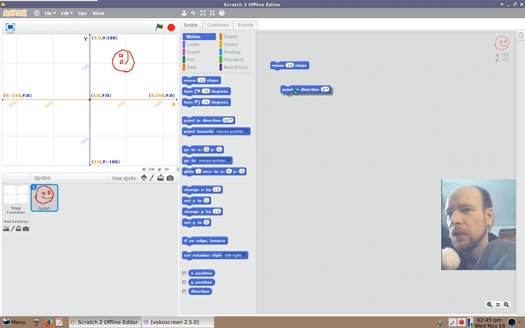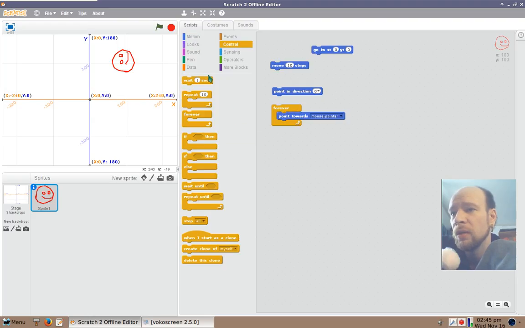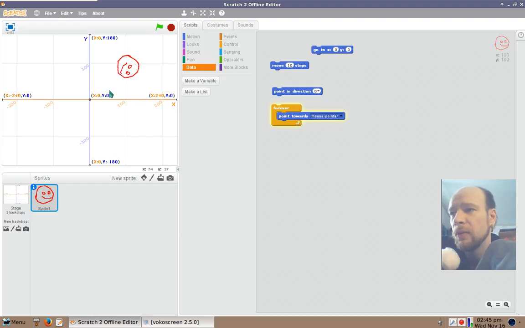So, yes, pointing in direction, we've got that down. We've got the Cartesian coordinate system down. Pointing towards objects: instead of telling it a specific direction, you can actually just tell it to point towards something. So, let me wrap this in a forever loop so that it'll keep doing it. It'll continually point towards the mouse pointer. So if the mouse pointer is over here, then you can see that it keeps looking towards that.